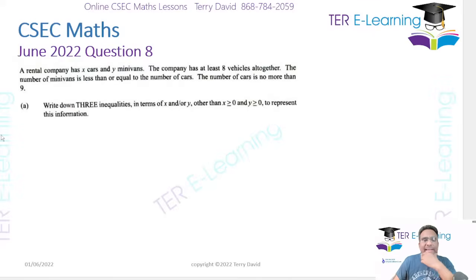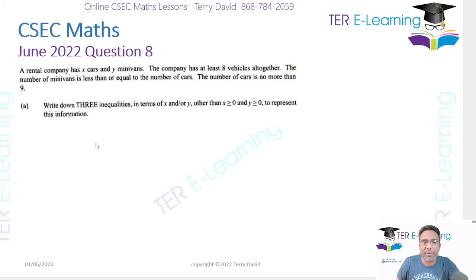Alright, question 8 now. This is linear programming. A rental company has X cars and Y minivans. The company has at least 8 vehicles altogether. The number of minivans is less than or equal to the number of cars. Write down 3 inequalities to represent this.